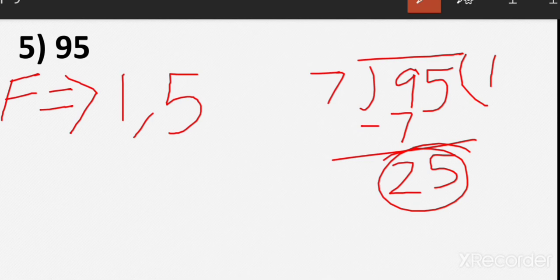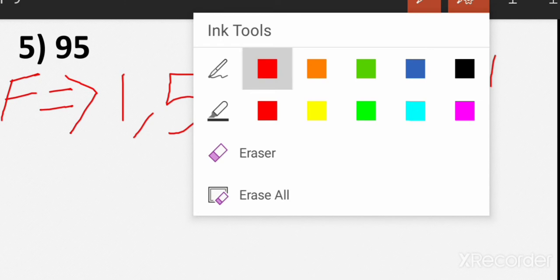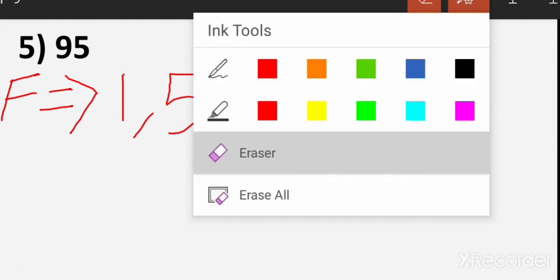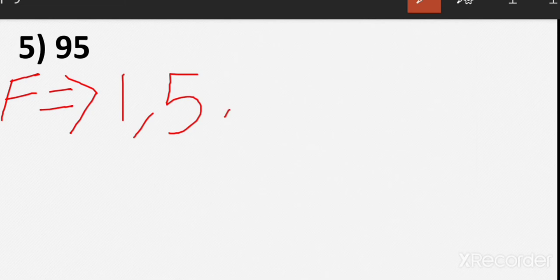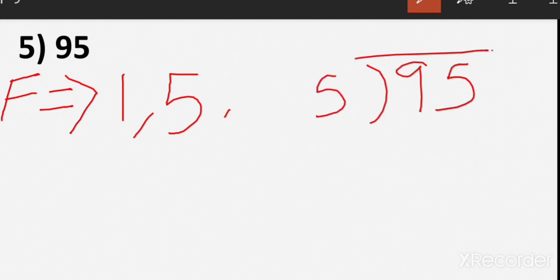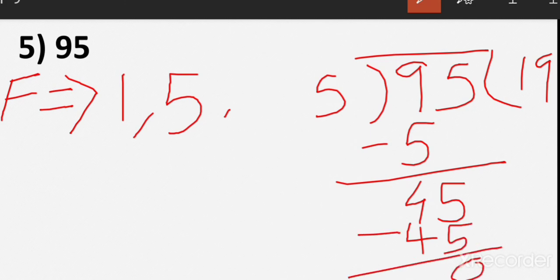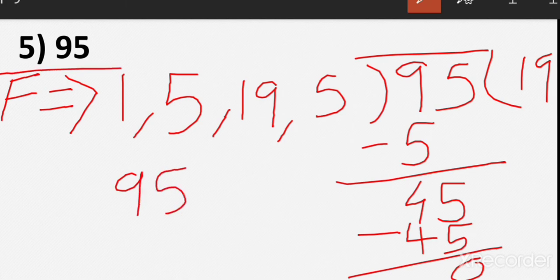By 8, no, it will not be divisible by 8. By 9, no, it will not be divisible by 9 also. So from 1 to 9 we have done the checking. Now if I divide by 5, what is the quotient I'm getting? Let's see. 5 ones are 5. I'm getting 4 here and 5 nines are 45. I'm getting remainder 0. So quotient 9 is also a factor and the last factor will be 95.